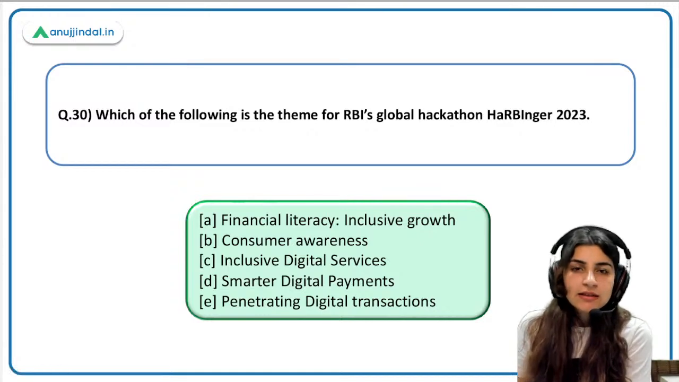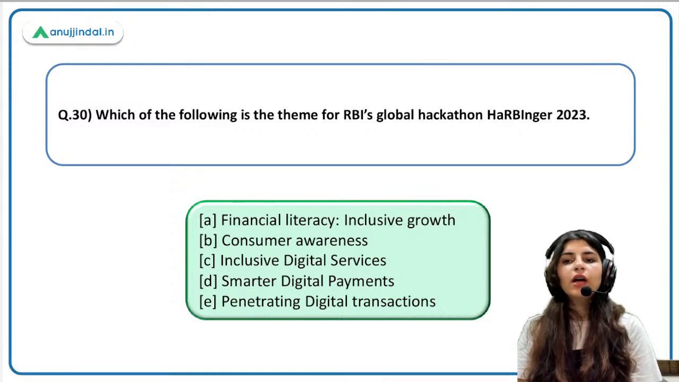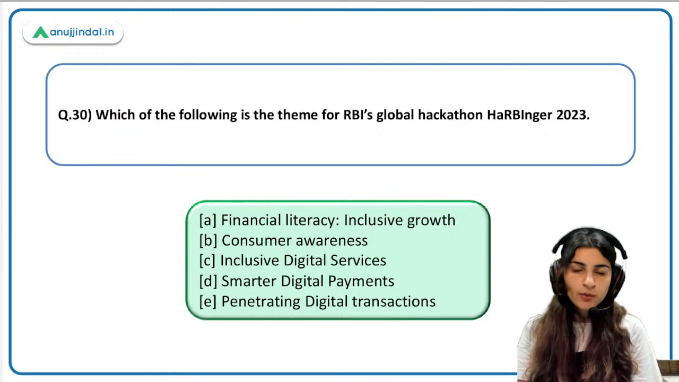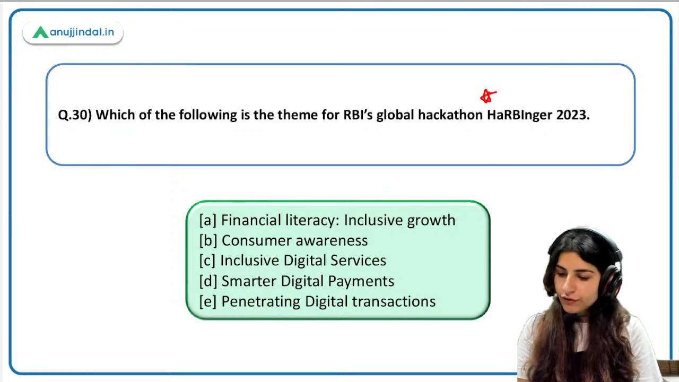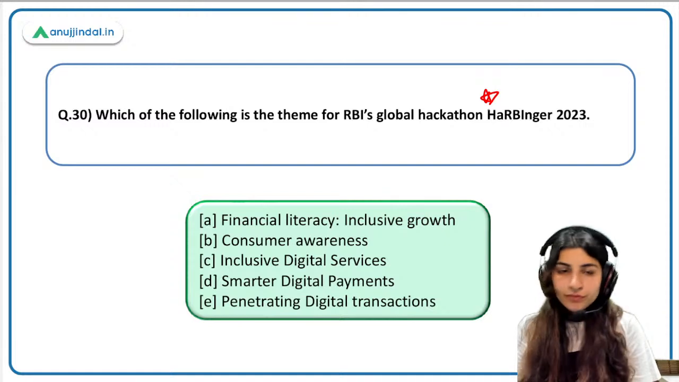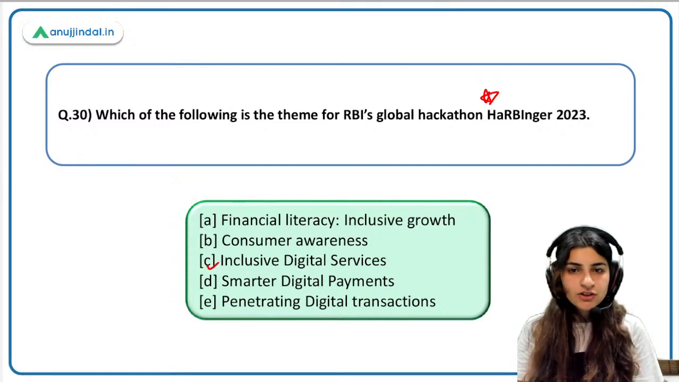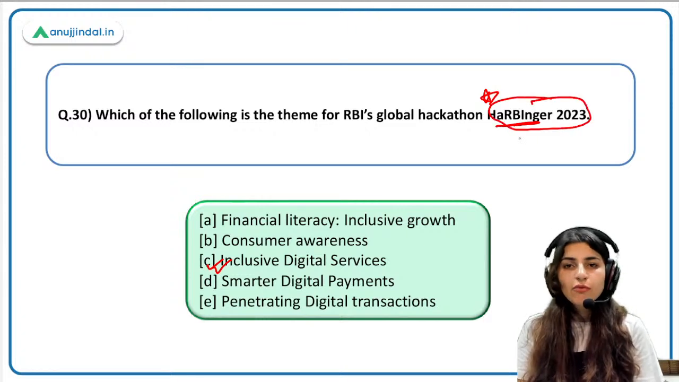Which of the following is the theme for RBI's global hackathon? Harbinger. बहुत easy और बहुत अच्छा question है. Again, an important question from exam point of view. The correct answer here is inclusive digital services. Harbinger 2023. Please पढ़िएगा. When was Harbinger started?